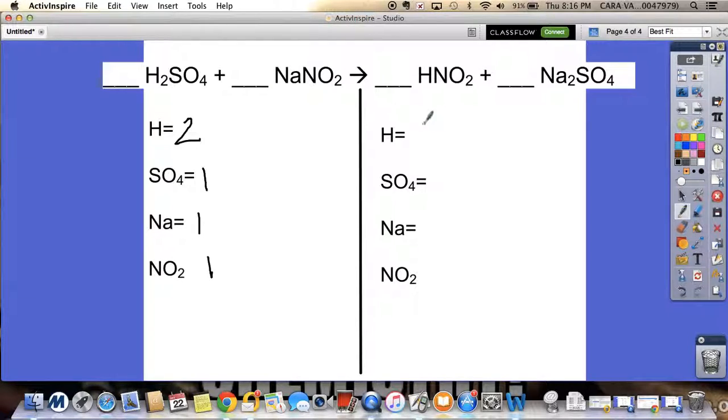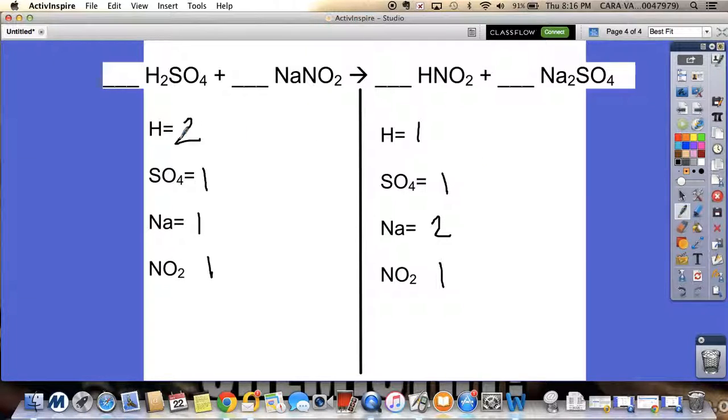On the right-hand side, I see that I have 1 hydrogen. Again, I only have 1 sulfate ion. Keep in mind that that 2 right there only goes with the sodium. So we still only have 1 sulfate ion, but we have 2 sodiums. And again, we only have 1 nitrite ion.